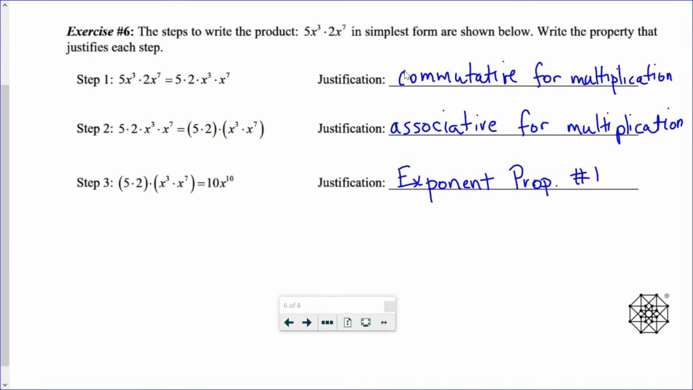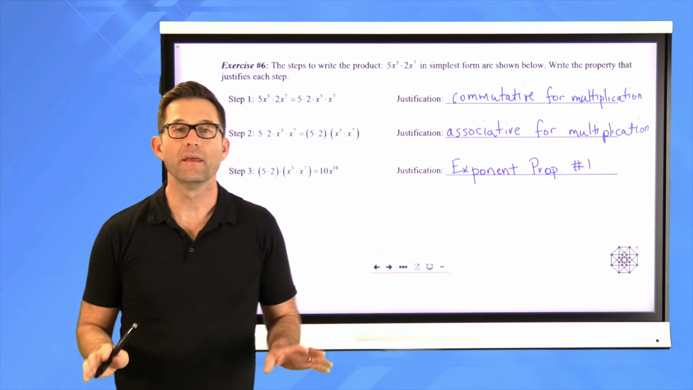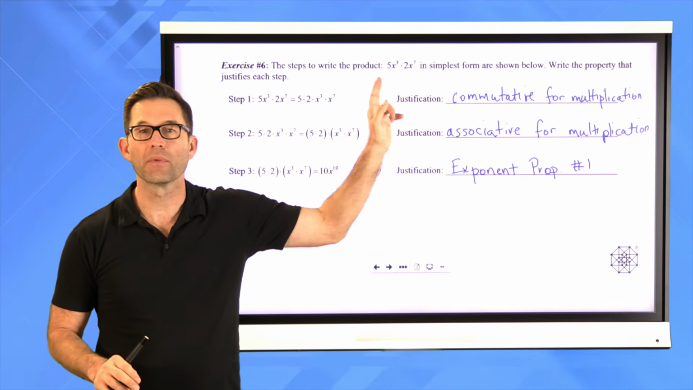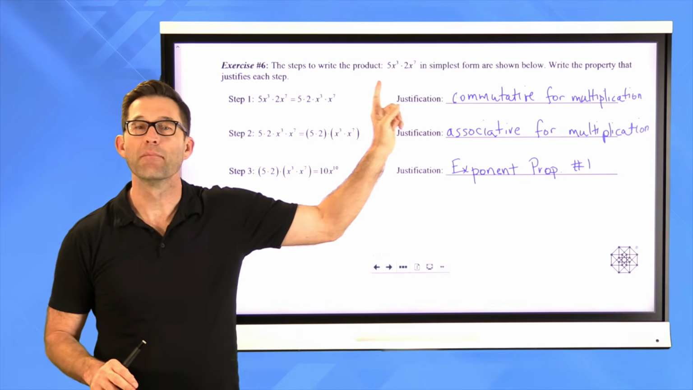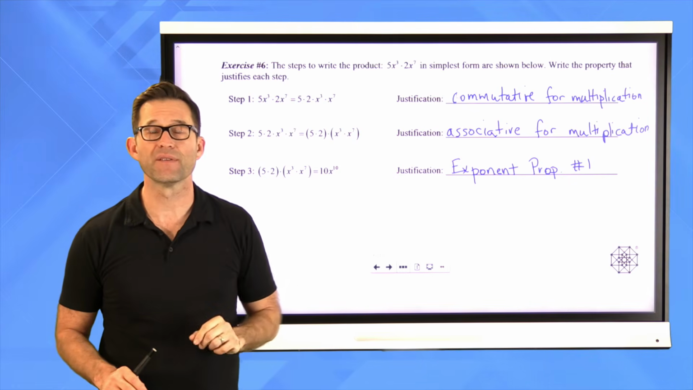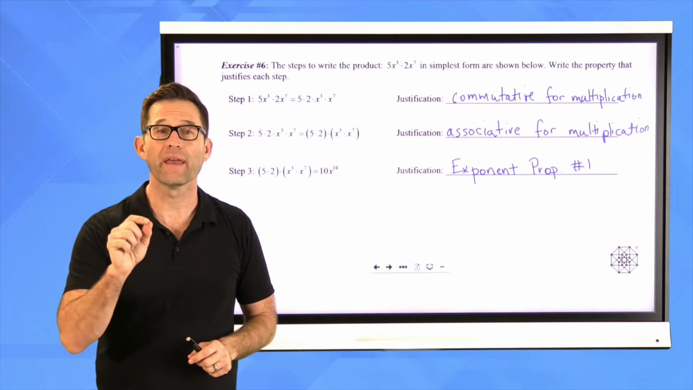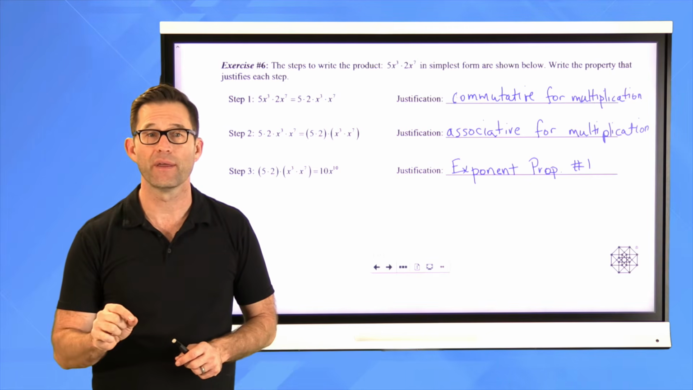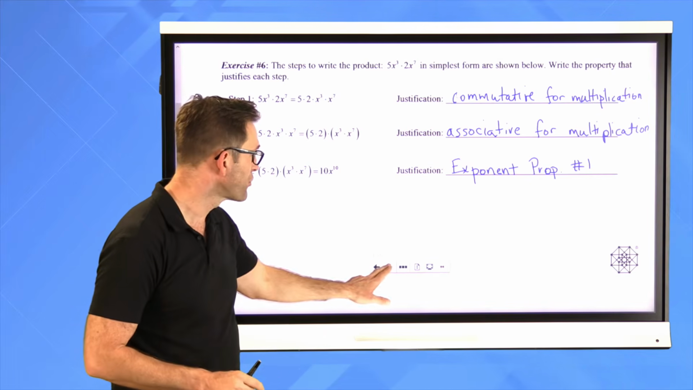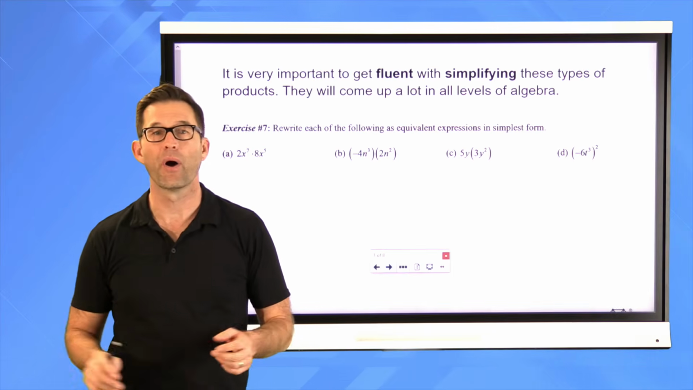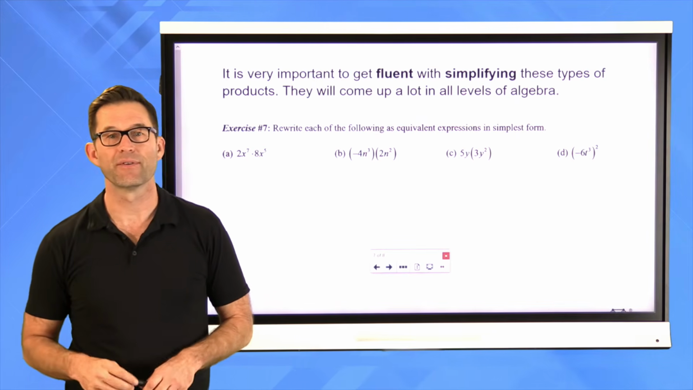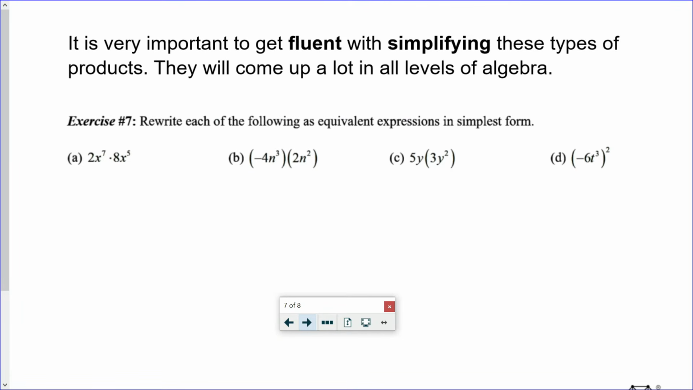Right? Now, we need to be able to take a term like 5x to the 3rd and multiply it by a term like 2x to the 7th very quickly, but we also want to know why every step works the way it does, okay? So let's get some practice on this in our last problem. Exercise number 7. Rewrite each of the following equivalent expressions in simplest form.